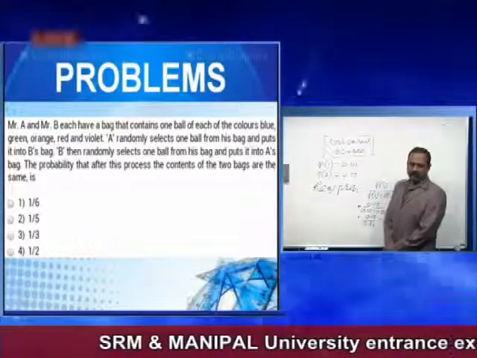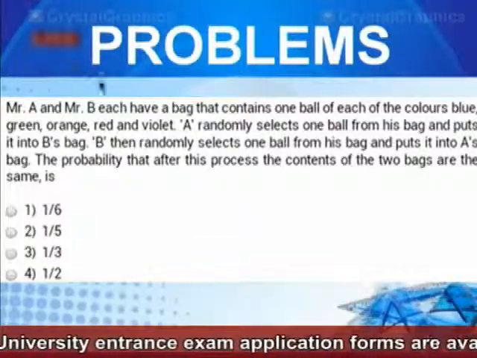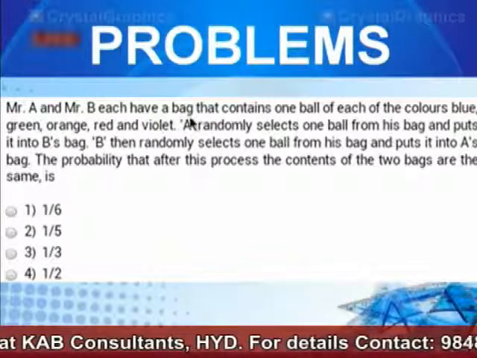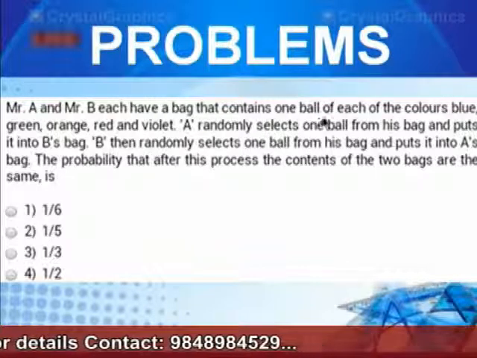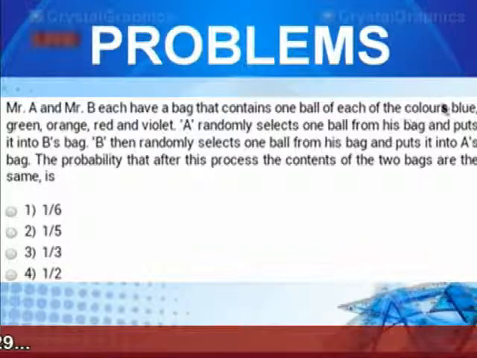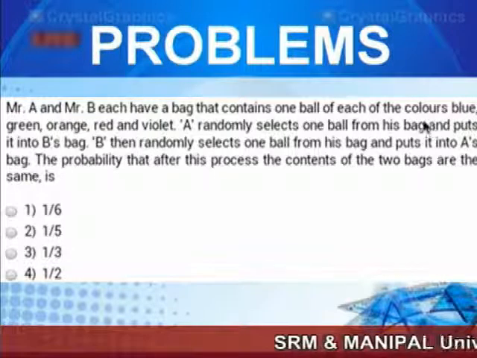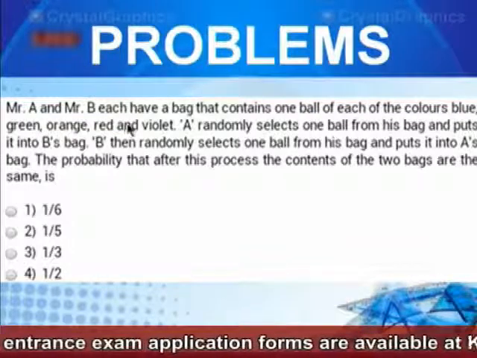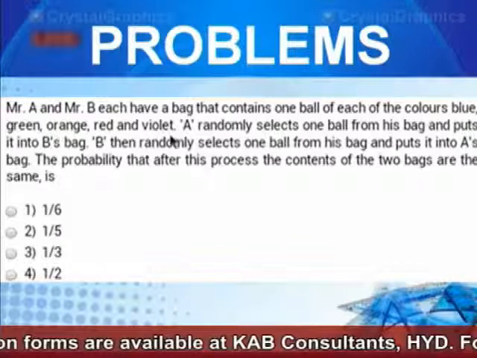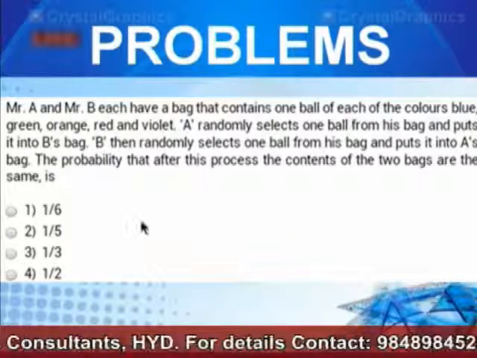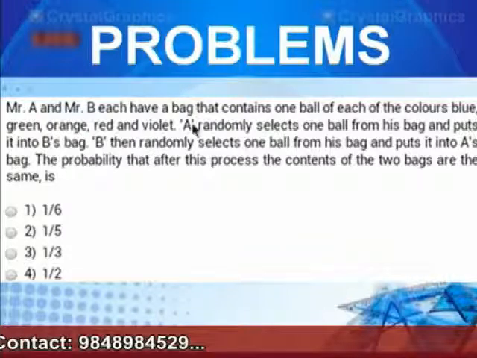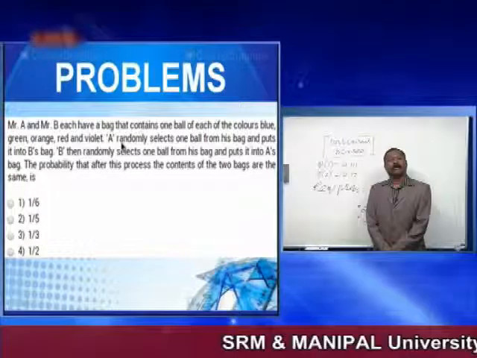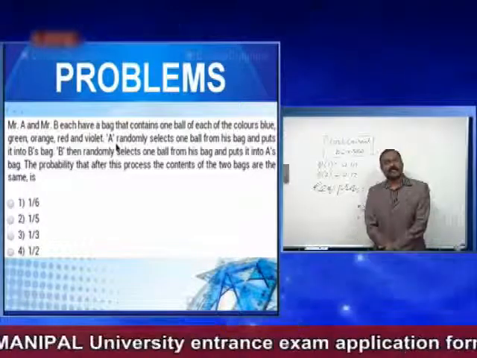Now see this one. Mr. A and Mr. B each have a bag that contains one ball of each of the colors: blue, green, orange, red, and violet. How many balls are there? Blue color, green color, orange color, red color, and violet color. Totally 5 different colored balls are there. According to the data given, A and B each have a bag consisting of all these 5 balls.